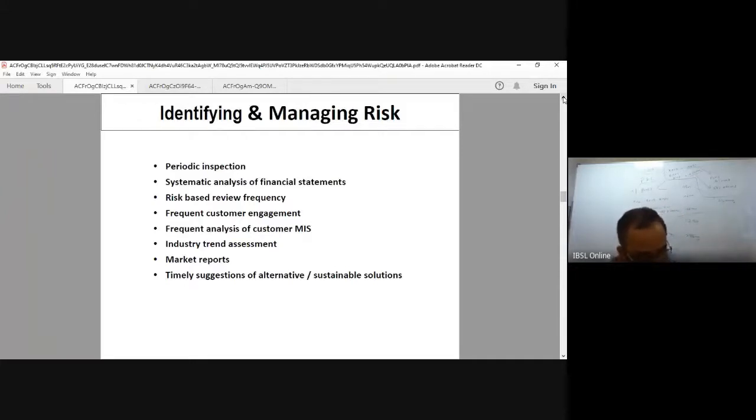So industry trend assessment, market reports, right? You get a lot of market reports. In the finance market, the central bank reports will have to be looked at. In shipping lines, there are shipping associations, and they issue periodical reports. The chambers issue reports, right? Chamber of Commerce, many chambers. Market reports, newspapers, we'll have to look at them to understand the industry, the customers and all that. So all this is important.